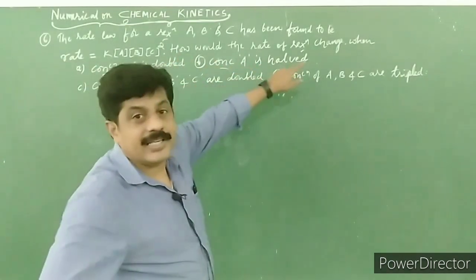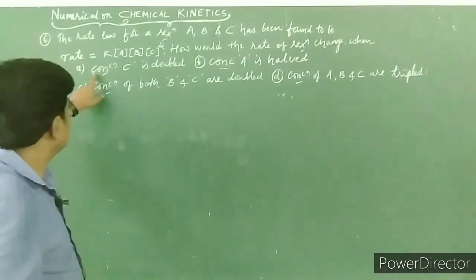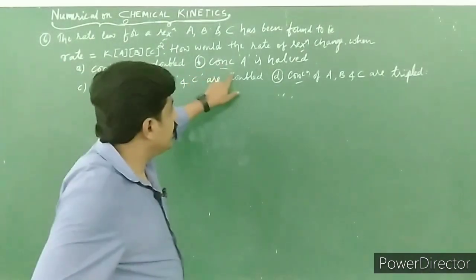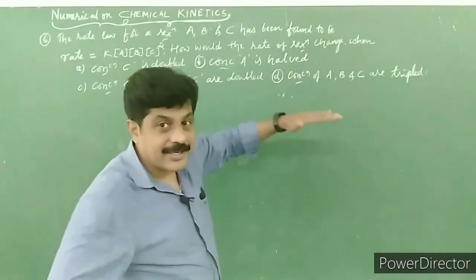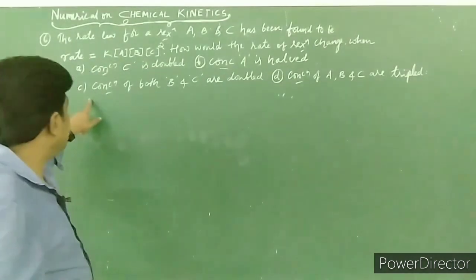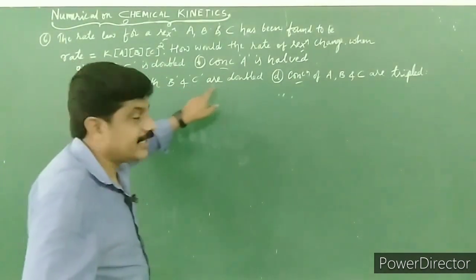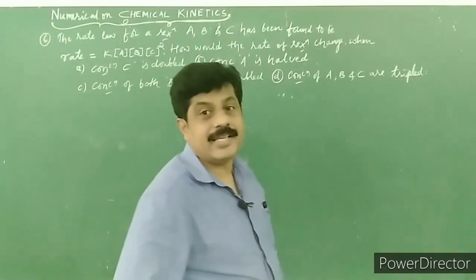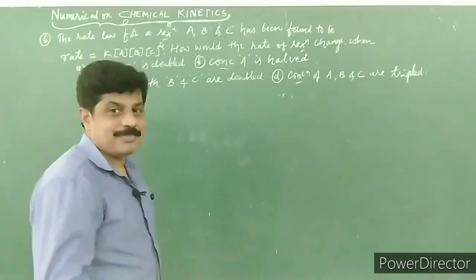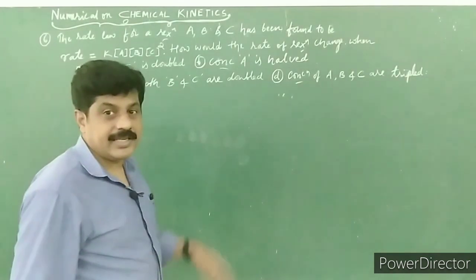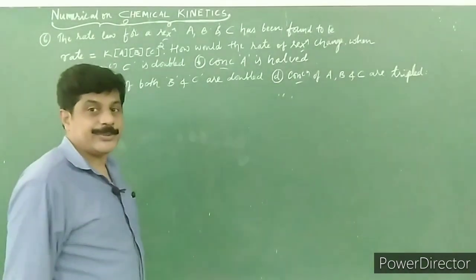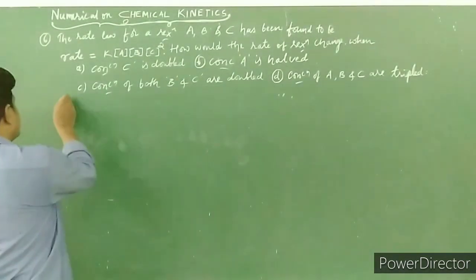How would the rate of a reaction change when A, concentration of C is doubled, B, concentration of A is halved, that means reduced to half, C, concentration of both B and C are doubled, and D, concentration of A, B, C are tripled? Very simple numerical and frequently has been asked in the board examination as well as in competitive examination also. Let me solve.